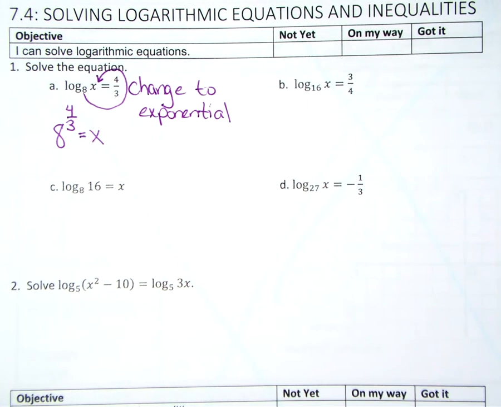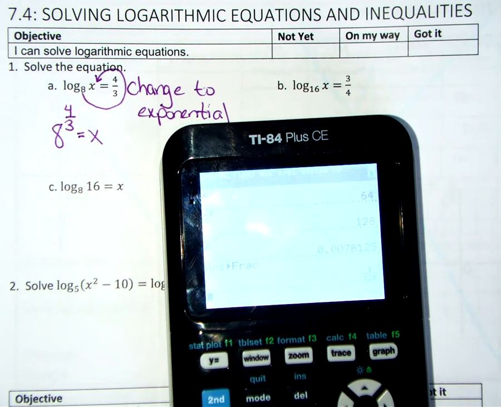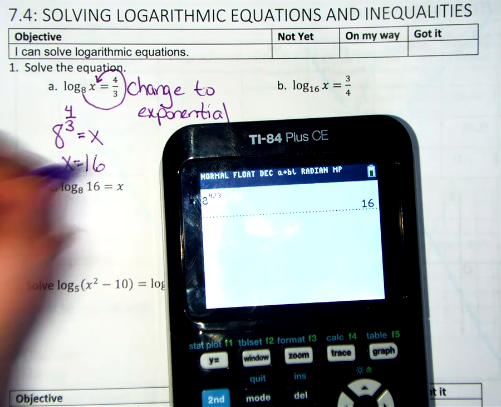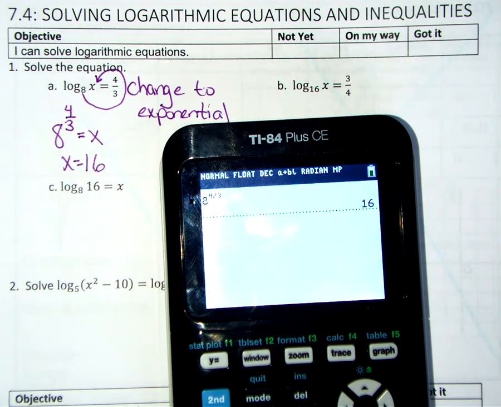Well, now it's a much easier problem. I just have to type into my calculator. What is 8 to the 4/3? 16. So in logs, it's a pretty good rule of thumb that if you're stuck and don't know where to go from there, try switching to exponential form and see if you can solve further.